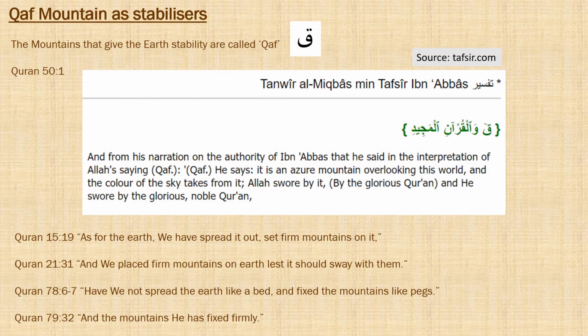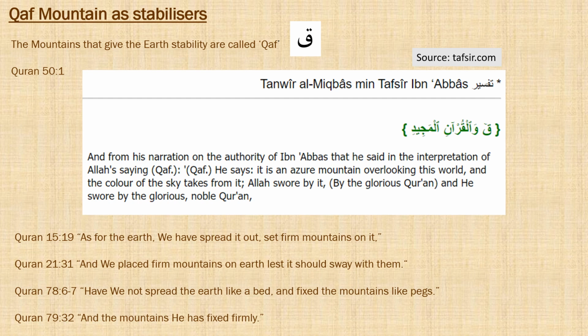In the Islamic creation myths, the purpose of mountains was constantly being referred to as adding stability to the earth due to the movement of the fish. These mountains that give the earth stability are called Qaf. So here there is another Arabic letter that has a meaning. Quran commentators and early Muslim scholars indeed thought Qaf was the name of these vast mountains.